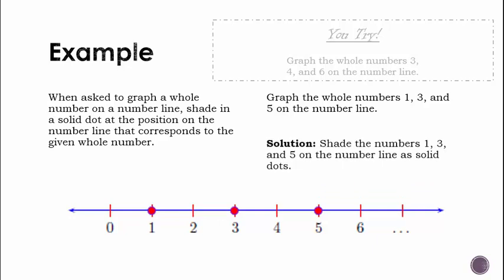Now, I want you to try. Just pause the video, grab a piece of paper and a pencil, and I want you to draw your number line. I want you to try to graph 3, 4, and 6. Once you've finished the problem, your solution should look like my graph, but on 3, 4, and 6, you should have dots.